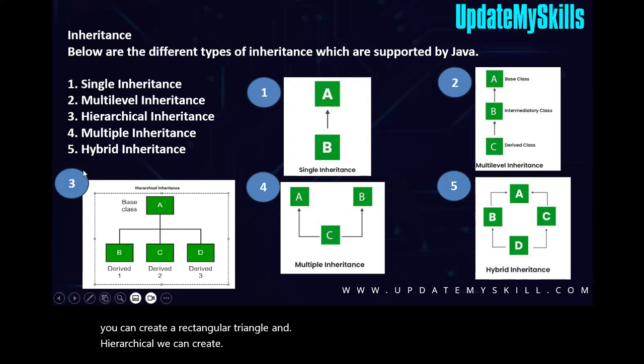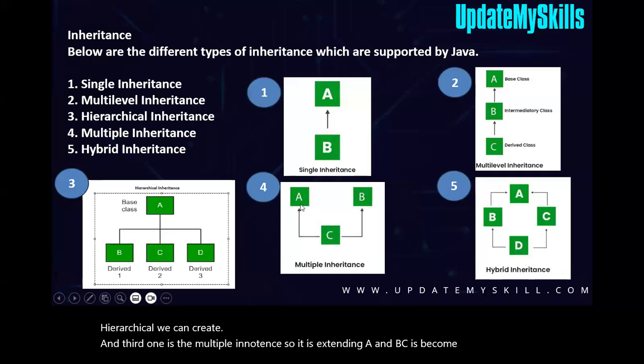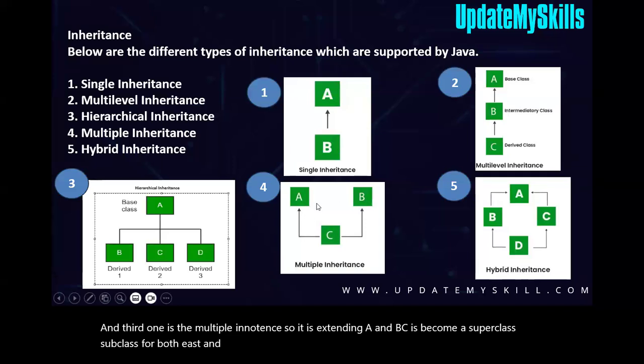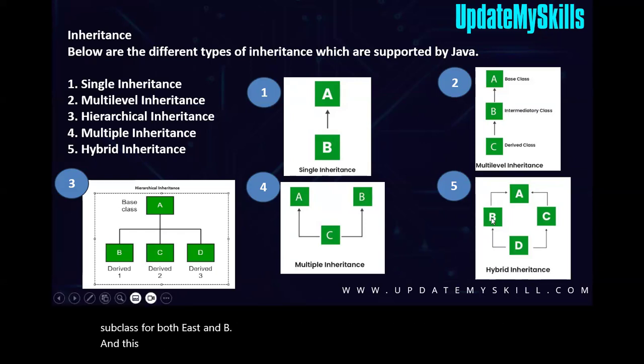And the next one is multiple inheritance. So C is extending A and B. C becomes a subclass for both A and B. And this is hybrid inheritance. B is extending A, C is also extending A, but D is extending both B and C.